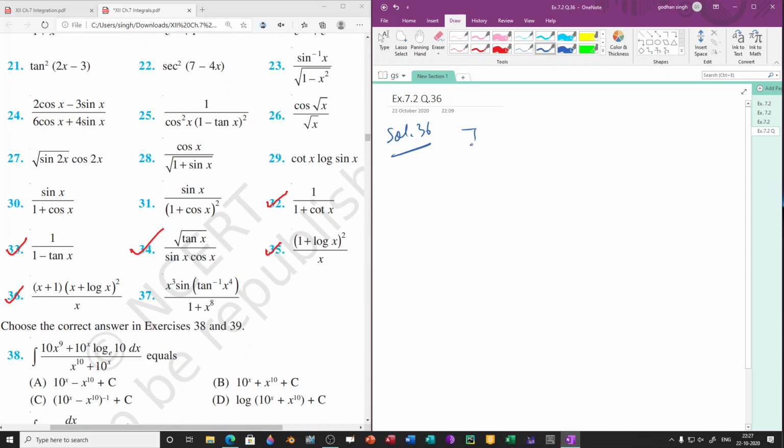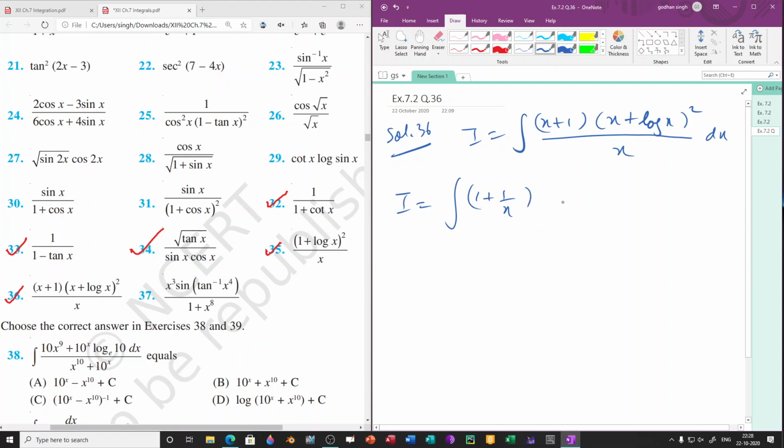I equal to integration of (x plus 1) into (x plus log x) whole square by x dx. So I equal to, we can rewrite this as 1 plus 1 by x, dividing by x, x plus 1 will give 1 plus 1 by x, and here we'll be getting (x plus log x) whole square dx.